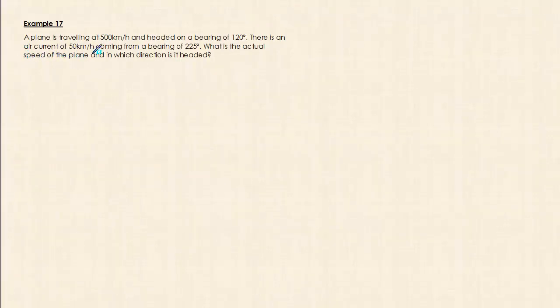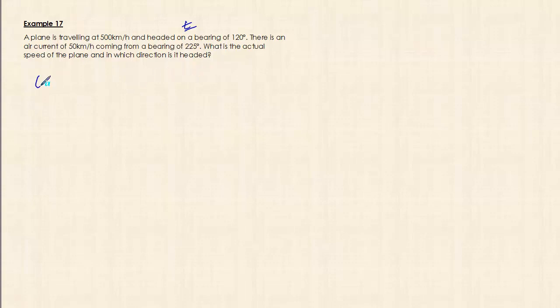A plane is travelling at 500 kilometers per hour and headed on a bearing of 120 degrees. So this is true. There is an air current of 50 kilometers per hour coming from a bearing of 225 degrees. What is the actual speed of the plane and in which direction is it headed?